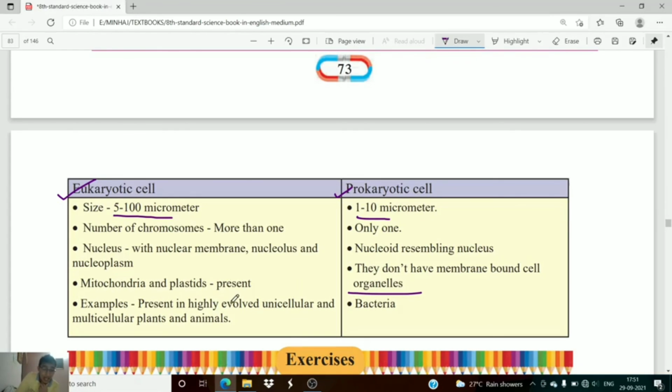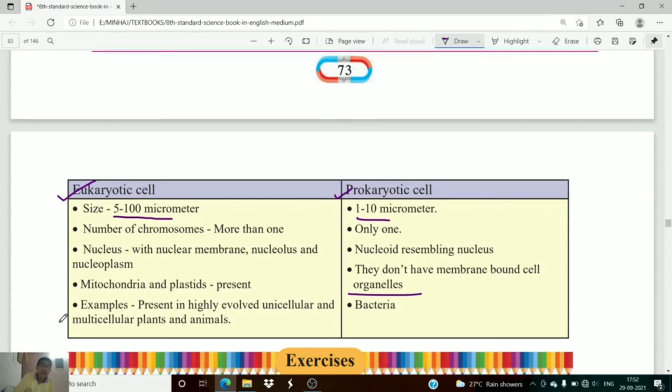Examples: present in highly evolved unicellular and multicellular plants and animals. You will see that the highly evolved unicellular organisms like amoeba or euglena or paramecium are completely developed unicellular organisms, so they have a eukaryotic cell, and definitely all the multicellular plants and animals have eukaryotic cells, whereas the example of a prokaryotic cell is bacteria. So some bacteria belong to this category, that is prokaryotic cell.